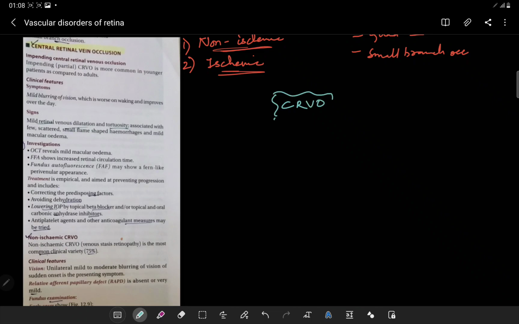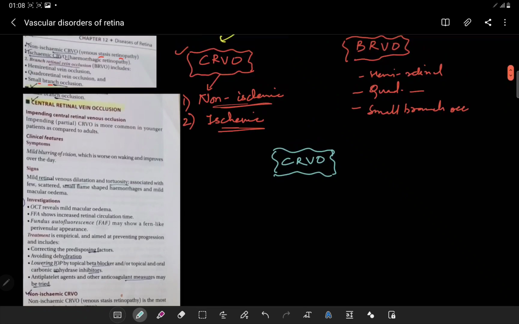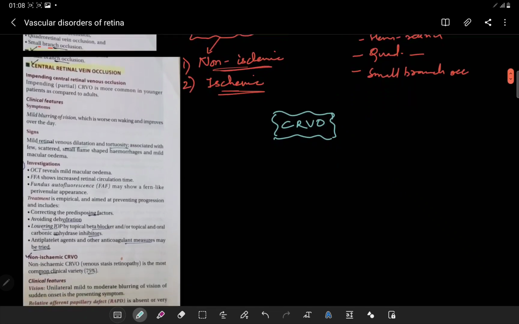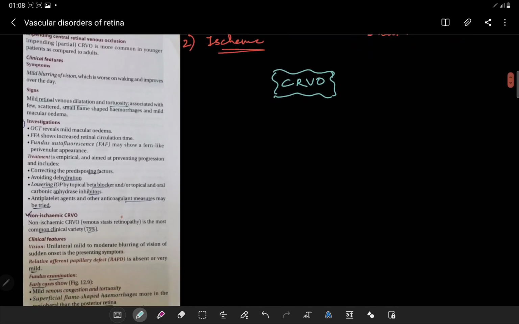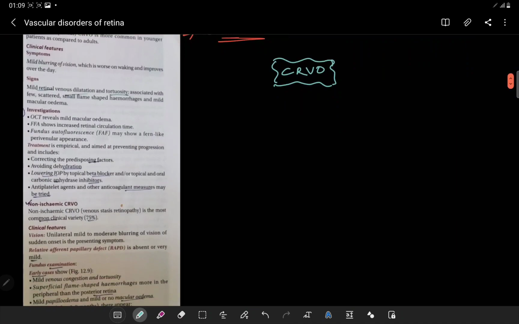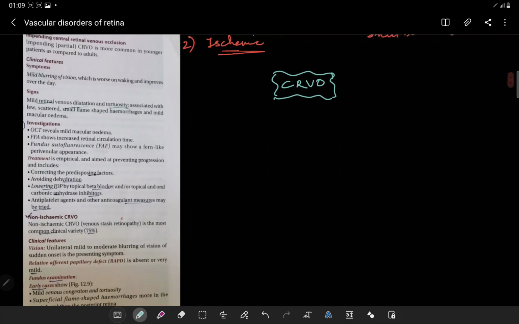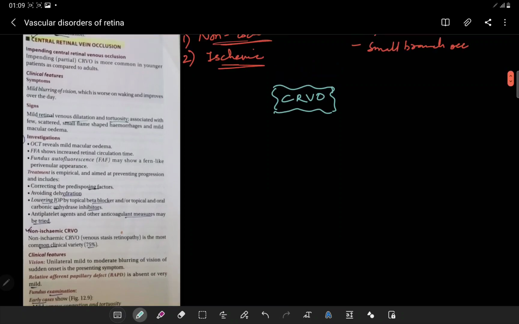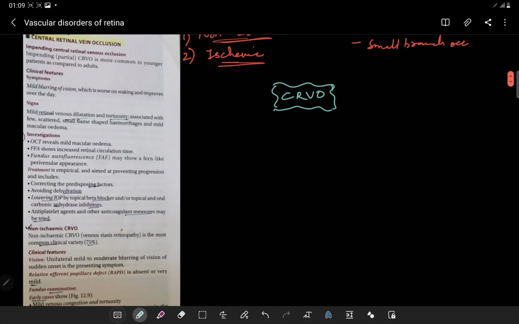Now what is the central retinal vein occlusion? We have discussed it can be the impending type of the central retinal vein occlusion, but the main ones are the non-ischemic type of the CRVO, and the ischemic type of the CRVO. Let's discuss something about the impending type. Impending means partial. This is a partial occlusion which is more common in younger patients as compared to adults, and there is a mild, basic important symptom.